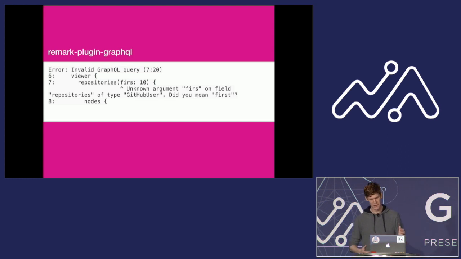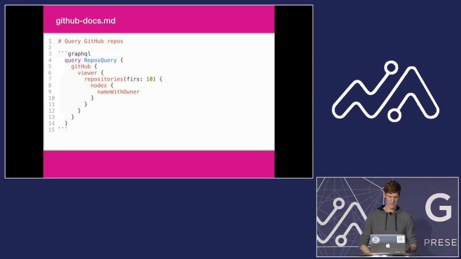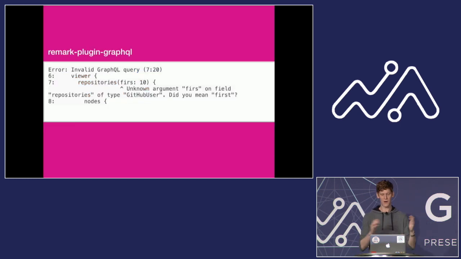All the line numbers were correct. The line numbers are correct. And it told me, oh, you called this argument furs. You forgot the T. Did you mean first? And this is something that we built. It's still in kind of a prototype stage, proof of concept.